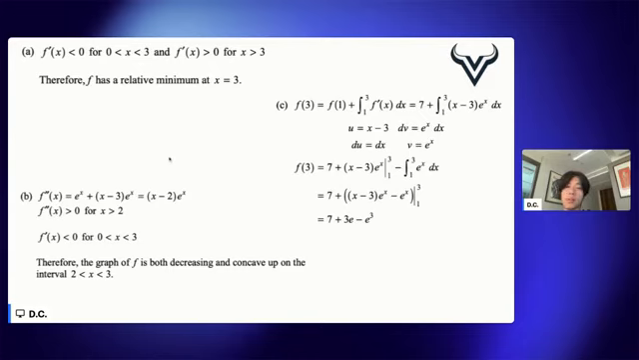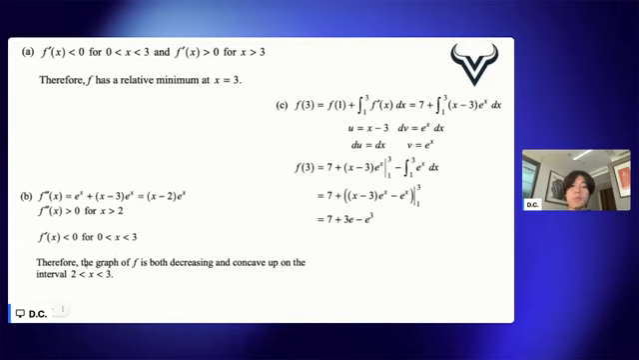And then for number B, we take another derivative of this. And then we found f double prime of x is bigger than 0 when x is bigger than 2, and then f prime of x is smaller than 0 from 0 to 3. So from 2 to 3, this interval, it is both decreasing and concave up according to the first and second derivative.